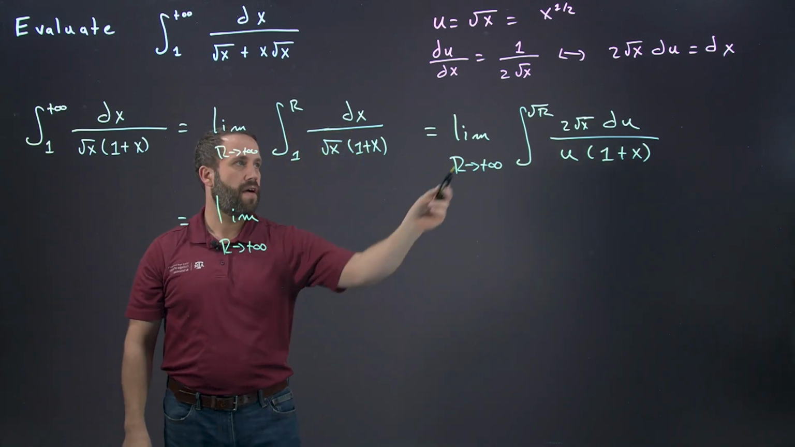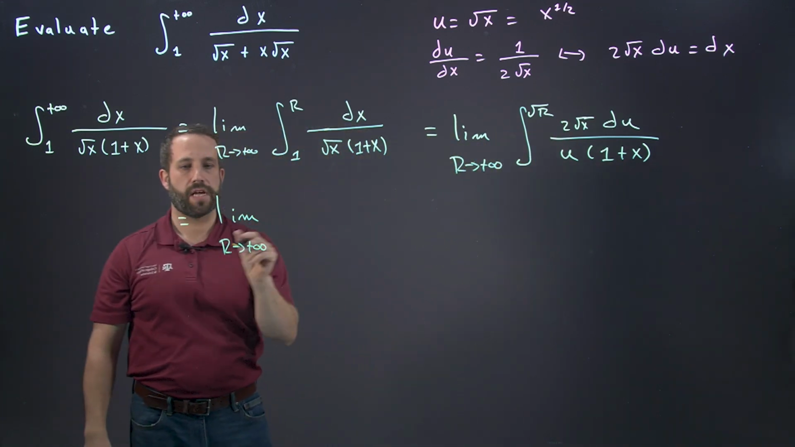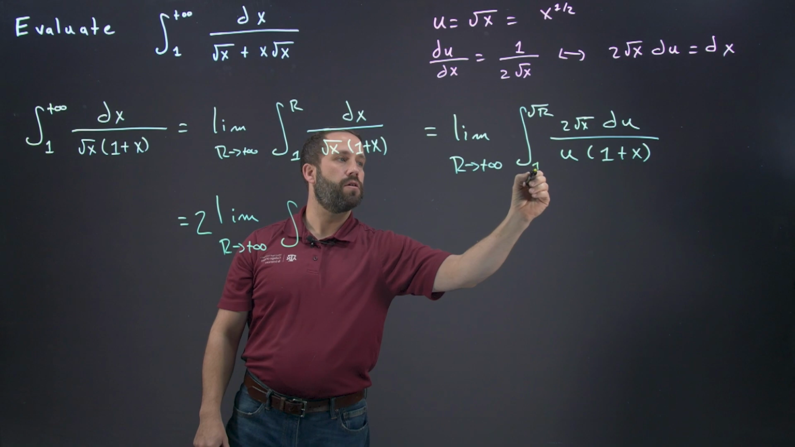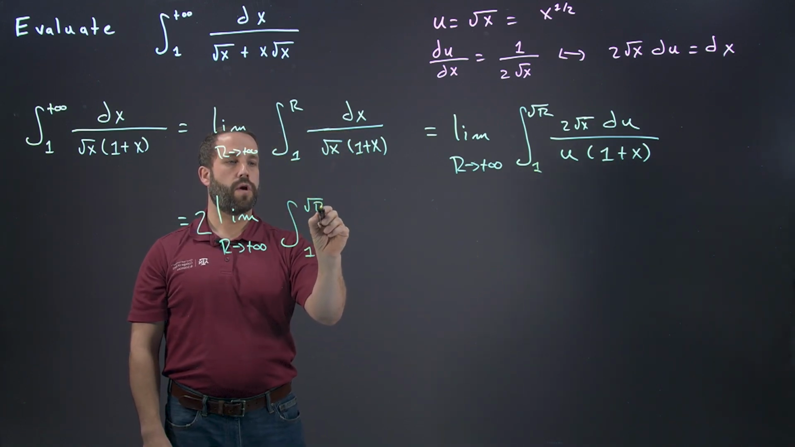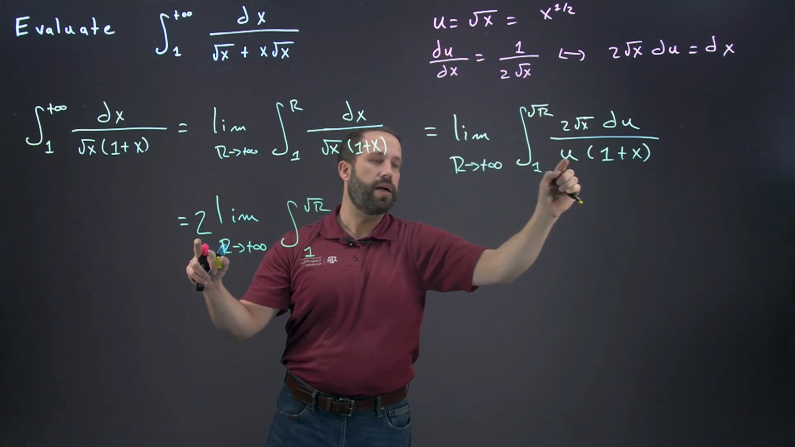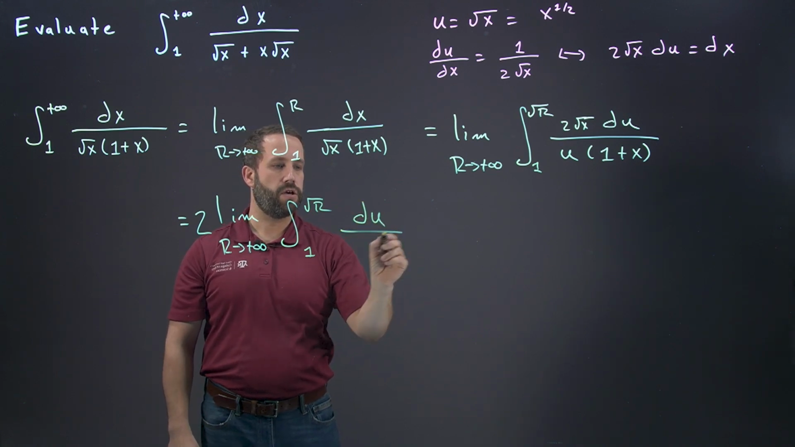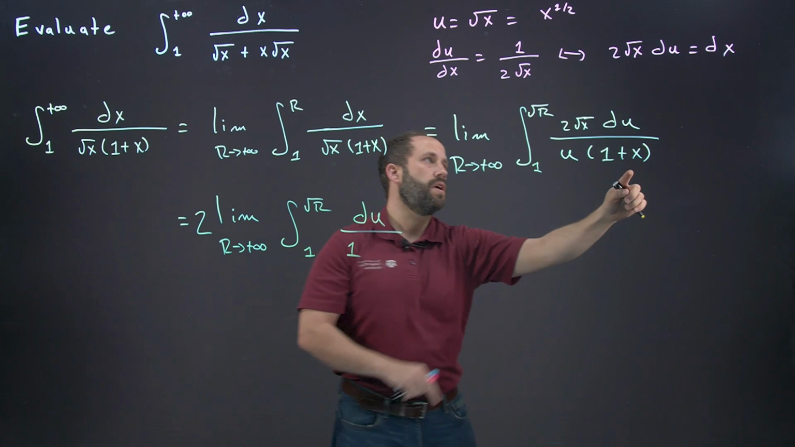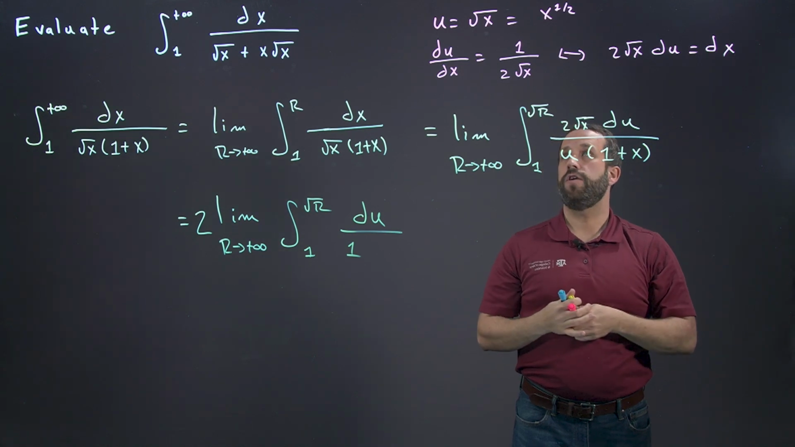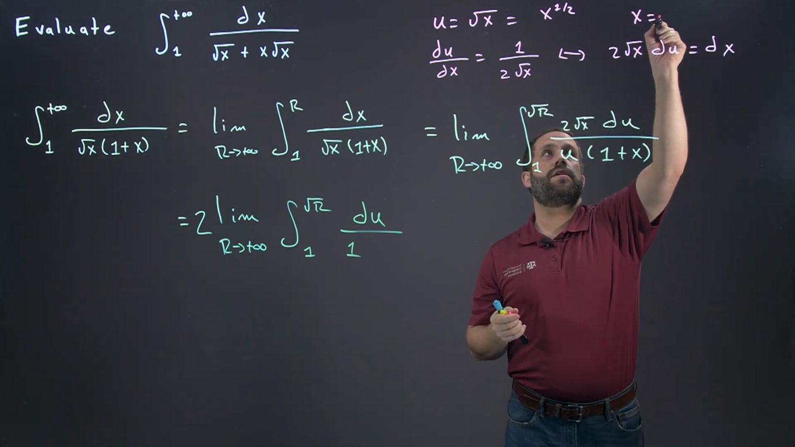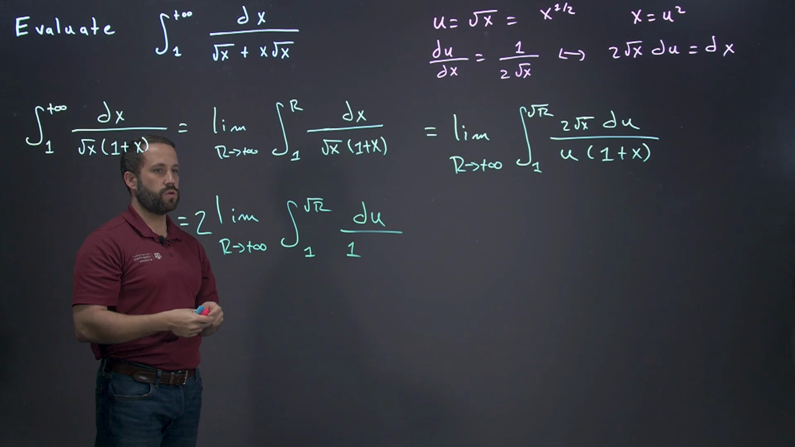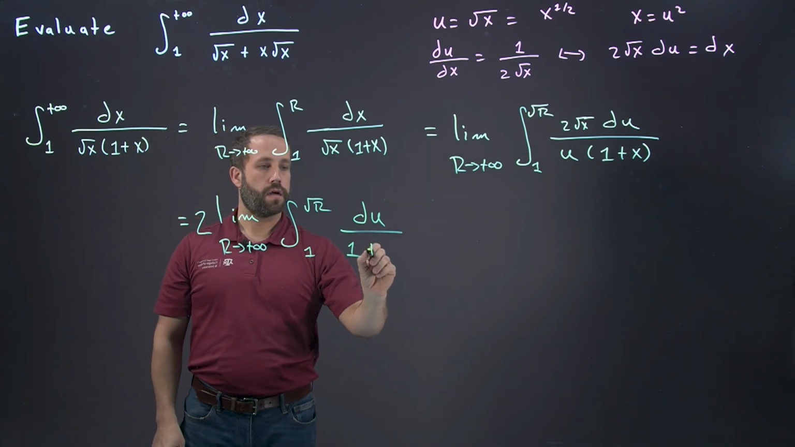I can pull my 2 out. In fact, I'm going to pull this 2 not only out of the integral, but outside of the limit. So I'm going to have the integral from 1 to the square root of r. So the 2 came out there. I've got the square root of x. The square root of x is equal to u, so these two guys are going to cancel. And I'm left with du over 1 plus x. But if u is equal to the square root of x, this means x is equal to u squared. And so now I'm going to have 1 over 1 plus u squared.